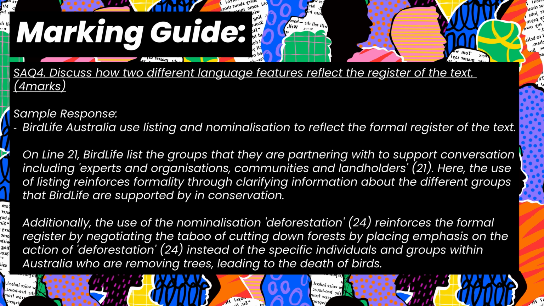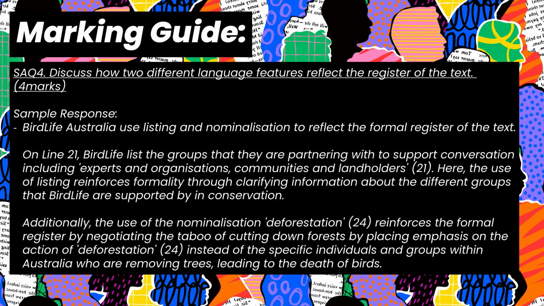To get the second set of marks for this question, you then need to discuss a second language feature. Here, they've used the nominalization of deforestation. Now, of course, deforestation is the noun. The verb would be to deforest, which is the act of cutting down trees. And then talk about how the use of this specific language feature supports register.